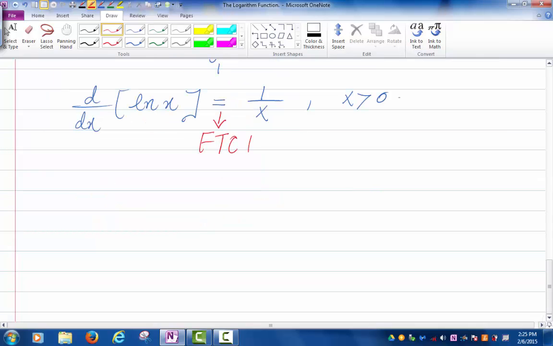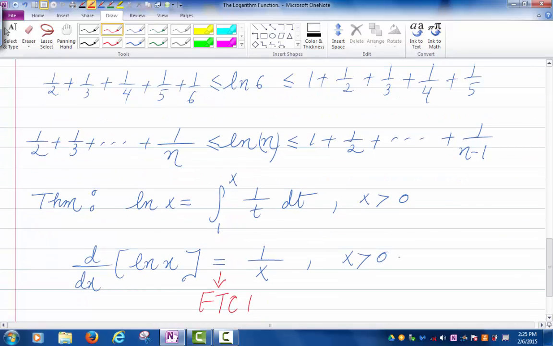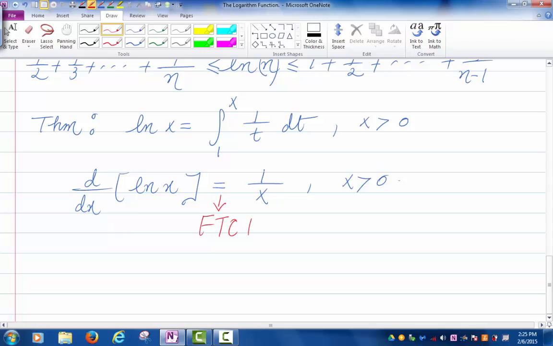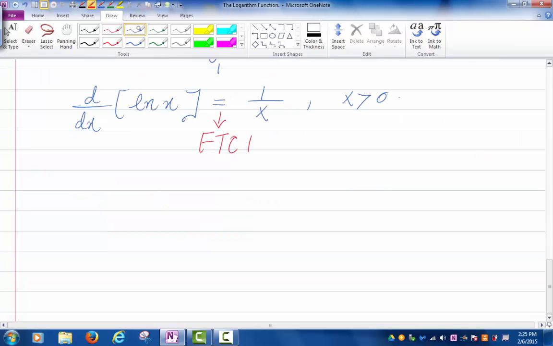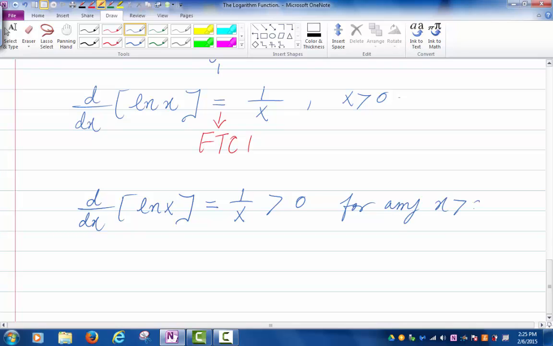Can someone tell me then, by the way, what's the domain of ln of x? 0 to infinity, because we were saying that we are defining it for x bigger than 0. So the domain here is from 0 to infinity. Now, can someone tell me where the derivative of ln is positive and where the derivative of ln is negative? Positive for all x, right? For all x bigger than 0. So I could say that the derivative of ln x, which is 1 over x, is in fact positive for any x larger than 0.